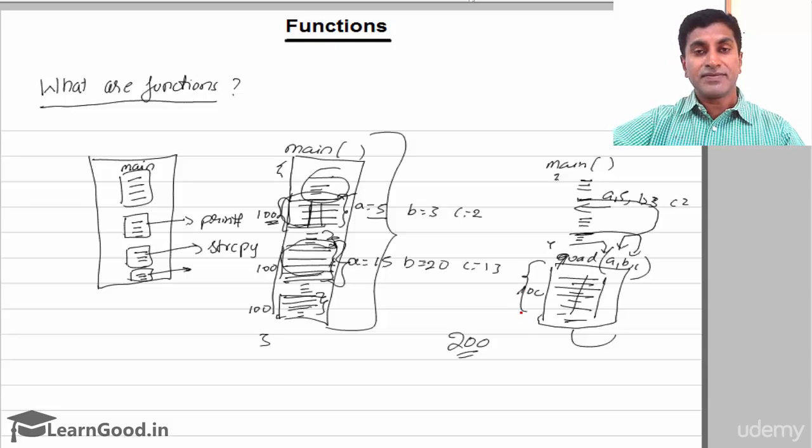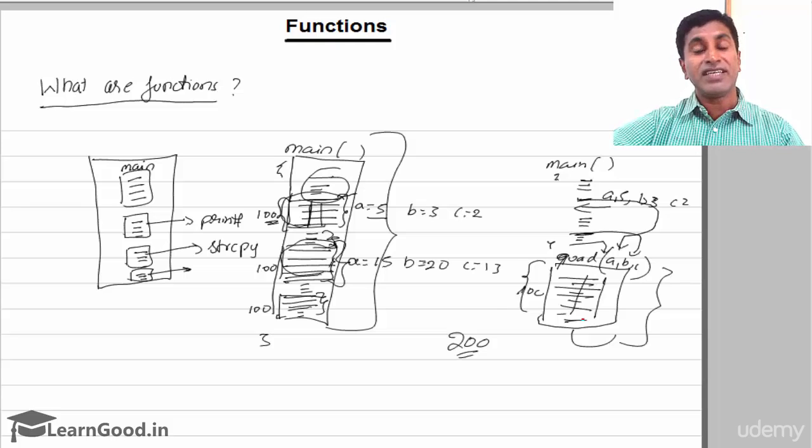The one main advantage of going for functions is that you will reduce the length of the code. Instead of repeatedly writing the task which you want in more than one place, more than one time, you write it only once and keep it, and whenever you want, you can access that. So that will reduce the length of the code.